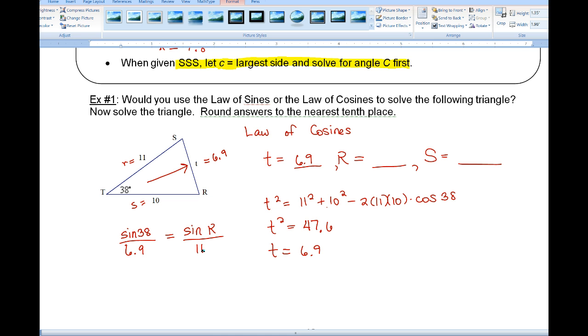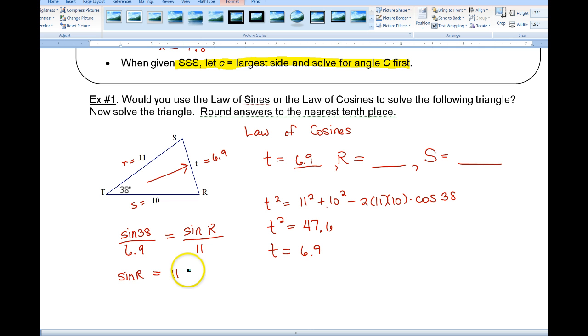So does it matter if the sine is on top or on bottom when you set it up? Technically, it doesn't, as long as you put both the sines on the bottom and both the sides. On the homework I did it on the bottom, and it comes out the exact same, because it's still going to give you the same proportion when you cross multiply.